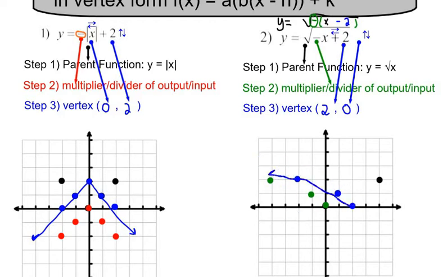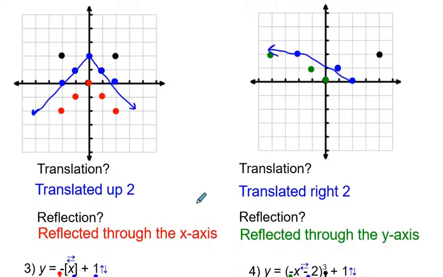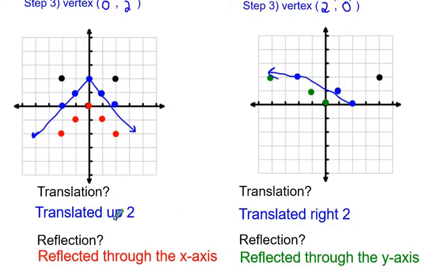Okay, so let's take a look at the next one. So the next one we're going to do, oh, by the way, at this point, it's important to talk about what actually happened. So was there a translation? Yes, the original parent function was translated up 2. Was there a reflection? Yes, it was reflected through the x-axis.